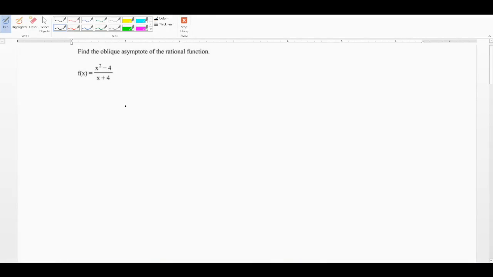Now let's find the oblique asymptote of this rational function. The reason why we know it has an oblique asymptote is because the degree on the top is 2 and the degree on the bottom is 1.